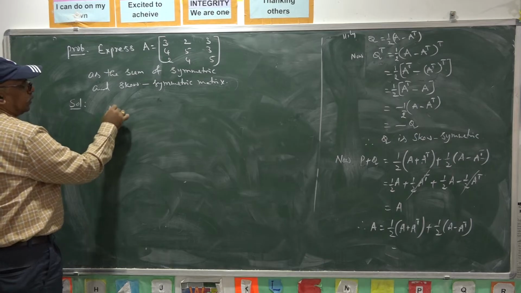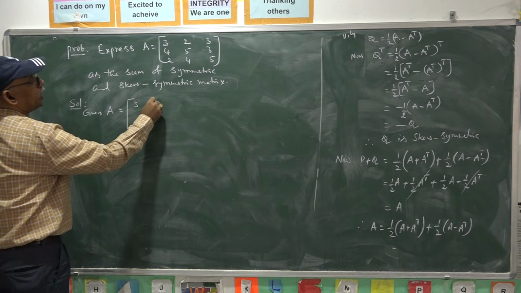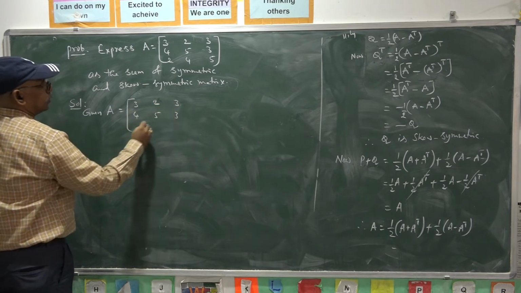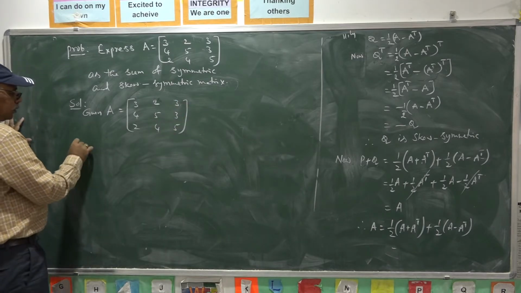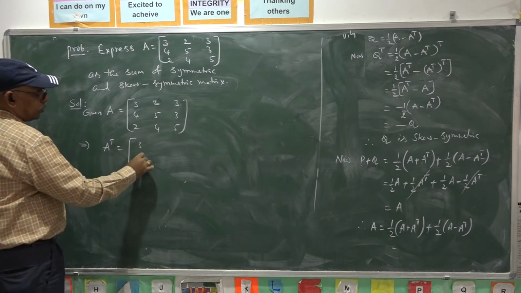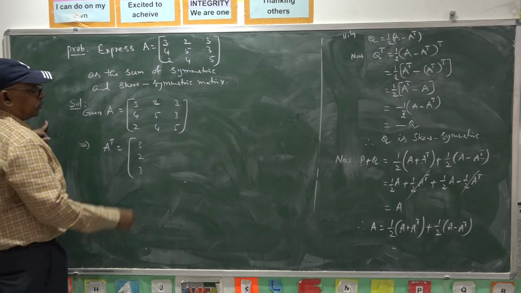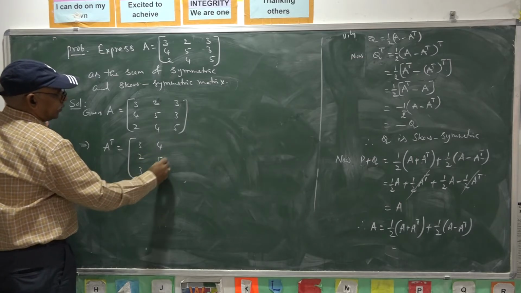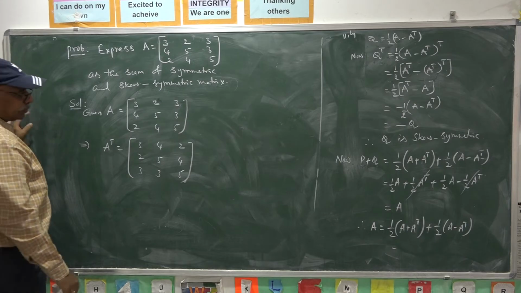For this, the given A is 3, 2, 3; 4, 5, 3; 2, 4, 5. That implies A transpose is, on interchanging the rows and columns, 3, 4, 2; 2, 5, 4; 3, 3, 5. This is A transpose.